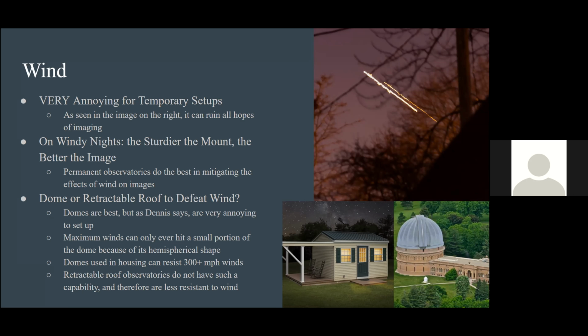And obviously, retractable roofs do not have that much of a wind capability. I'm pretty sure you could not image during 300-mile-per-hour winds with a retractable roof. Probably couldn't with a dome observatory either, but let's just say 100-mile-per-hour winds. If you had a really strong observatory with a dome, it would be much more beneficial to have a dome than a retractable roof, because you probably damage some stuff with a retractable roof.